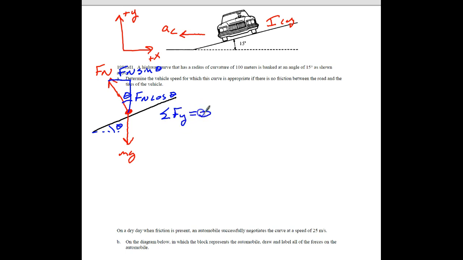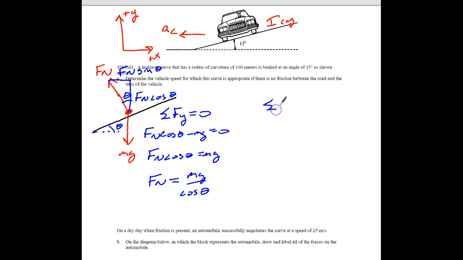So the sum of the forces in the y should be equal to 0. The car's not going to move straight up and down. So we have Fn times the... oops, sorry. This is going to be Fn, we're doing the y direction, not sine, but Fn times the cosine of the angle minus mg is equal to 0. And so we can say Fn cosine of the angle is equal to mg. Let's solve it for Fn, that'll help us out later. That's equal to mg over the cosine of the angle. Do the same thing in the x direction.